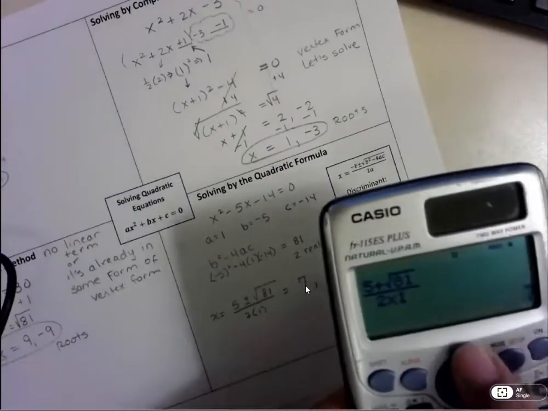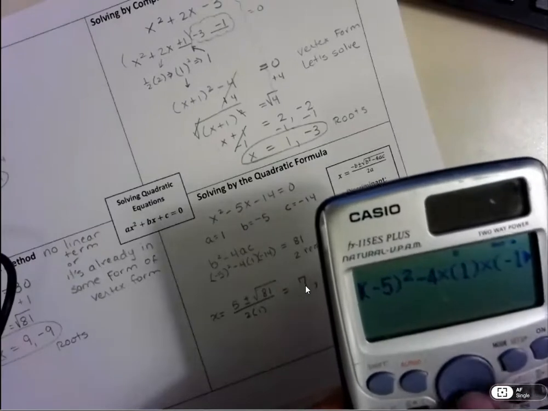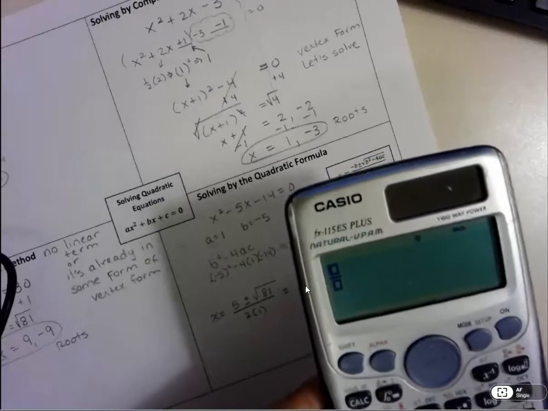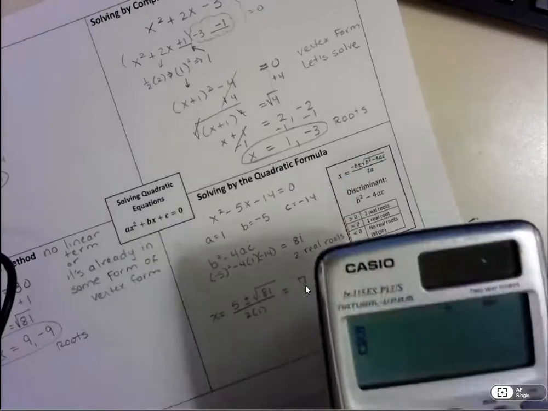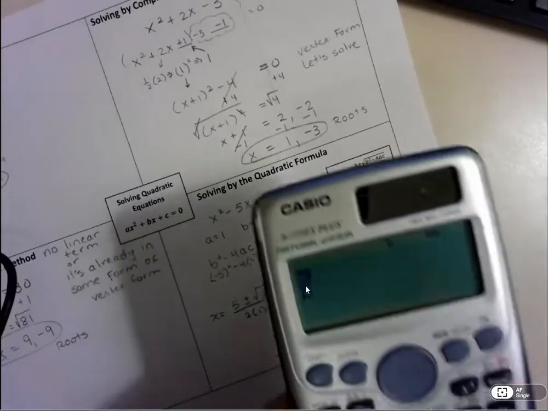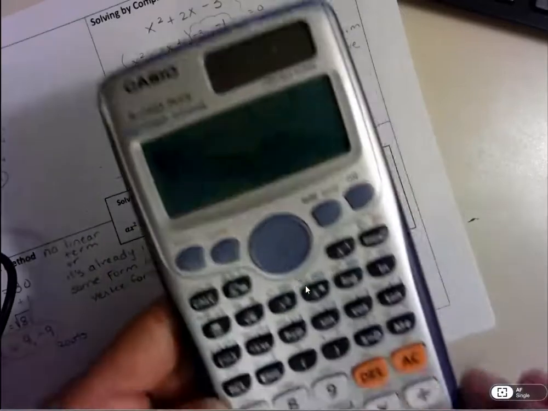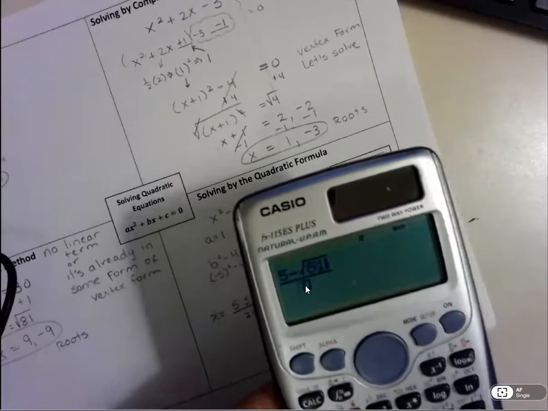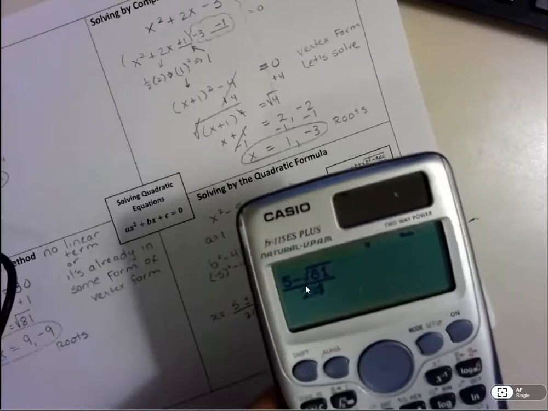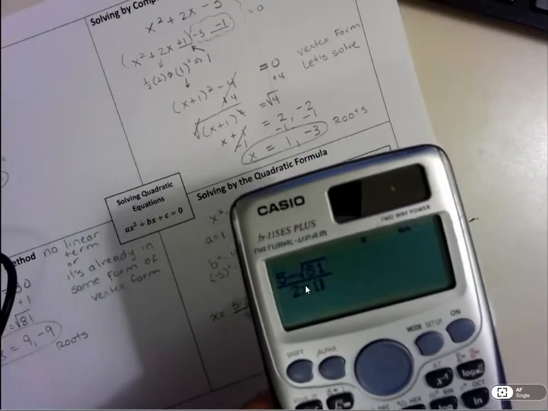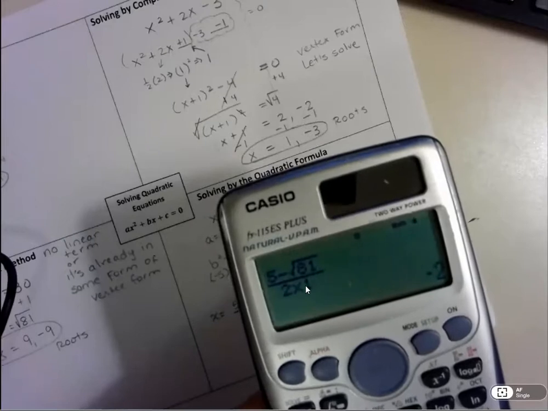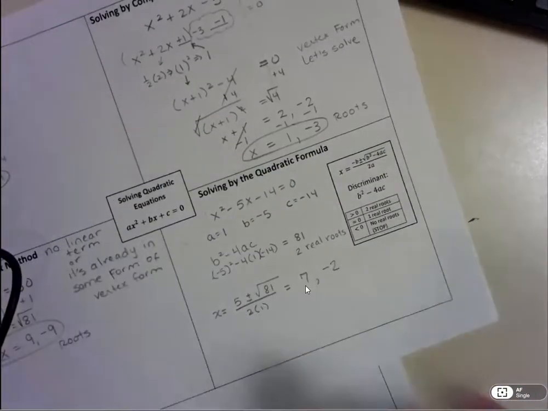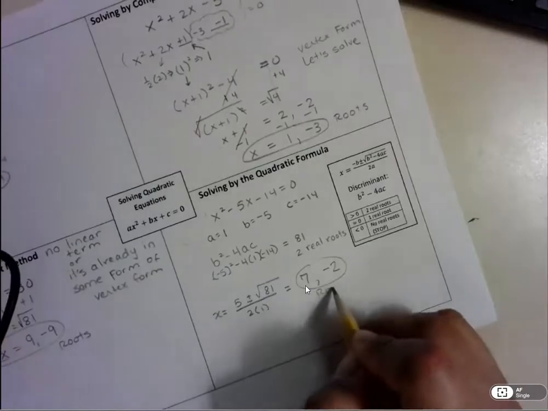And then you're going to do it again. You can do 5, but instead of doing plus, you're going to do minus. 5 minus the square root of 81 over 2 times 1. Obviously, the times 1 is not needed, but you get a negative 2. And these are your roots.